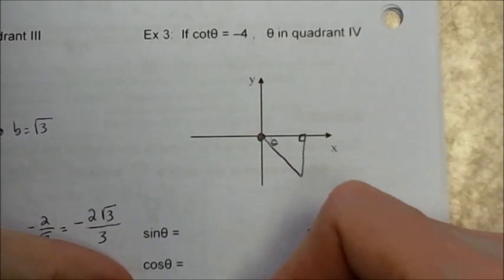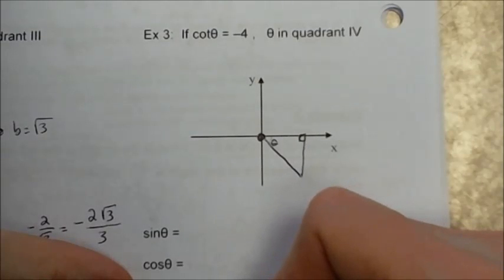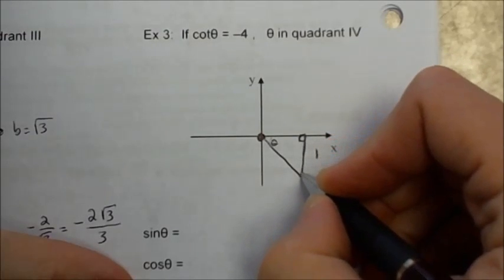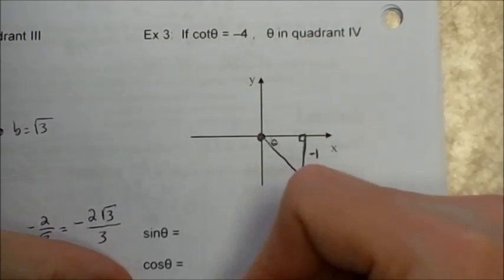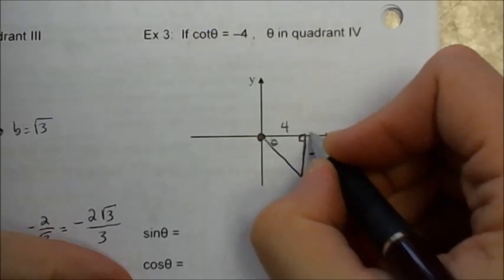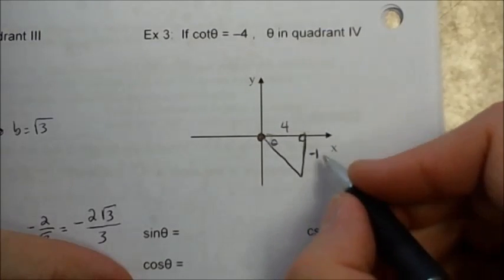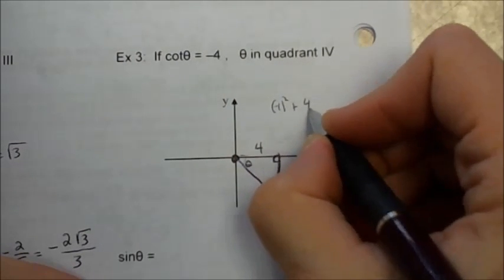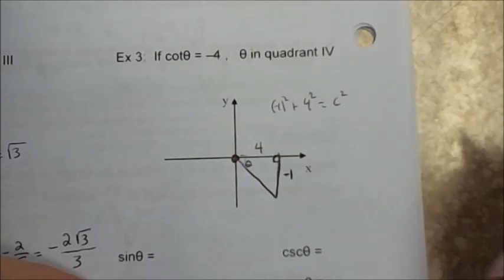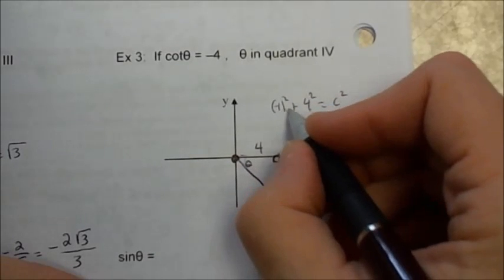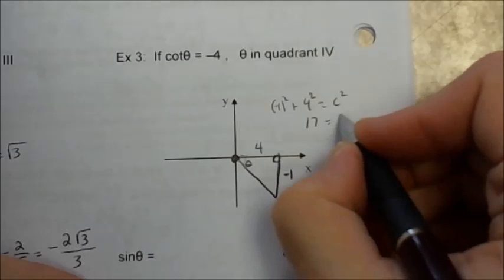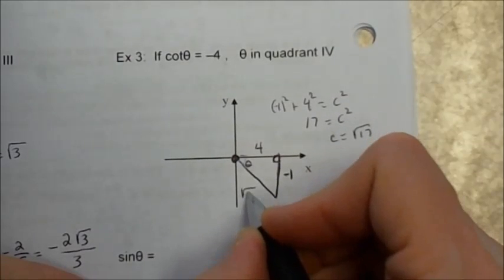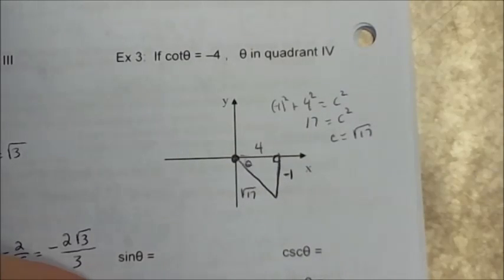And the tangent is opposite over adjacent. Well, the opposite is 1, but we're going down from the x-axis, so going down is a negative. And opposite over adjacent, this is a positive 4. Coming to the right is positive. So now we have a squared, negative 1 squared, plus b squared equals c squared. 1 squared is 1. 1 plus 16 is 17 equals c squared. So c is equal to the square root of 17. So I'm going to put the square root of 17 here. Remember, the hypotenuse is always positive.